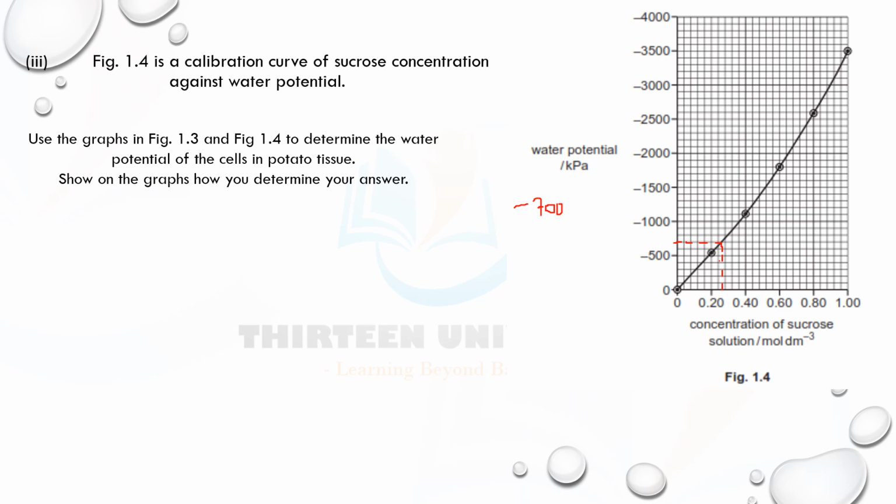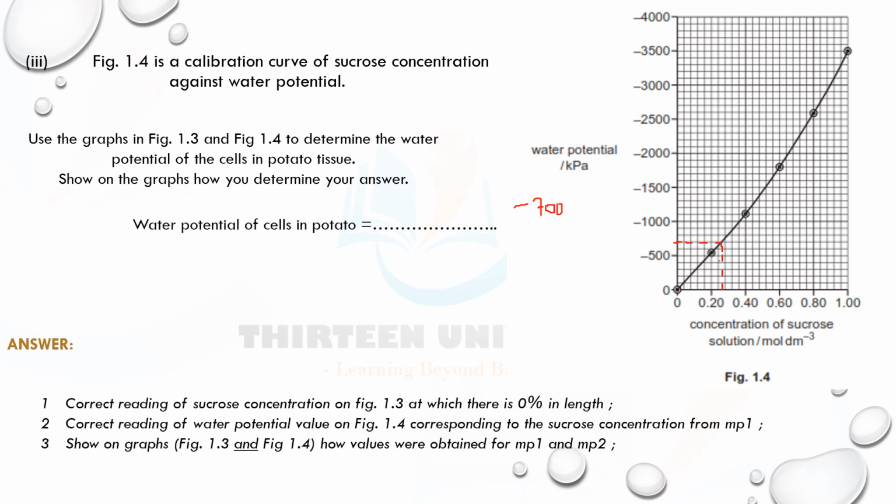Let's look at it. So correct sucrose reading from Fig 1.3, the one plotted, at which there's 0% change in length. So that was our 2.6. We now came here and used the 2.6 to extrapolate. Right, at the 2.6 there was 0% change in length. We brought it across as concentration and then traced it to water potential. So 3 marks, guys.